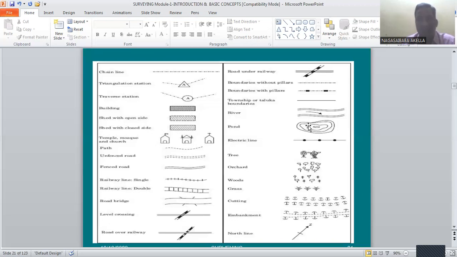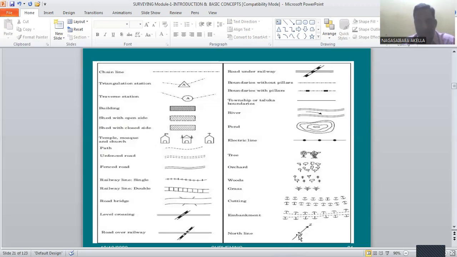Next, a pond or lake is represented like this contour. Okay. And an electric line is represented like this, and trees are represented like this. Orchard, that means a group of grape-like trees, plants, and wood forest like this, and grass vegetation like this. Cutting and embankment should be represented like this. Cutting means valley, embankment means like a hill.